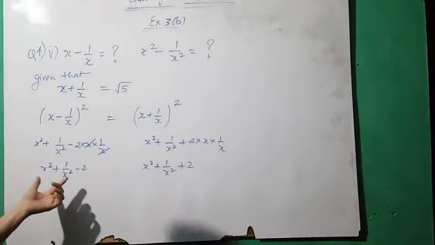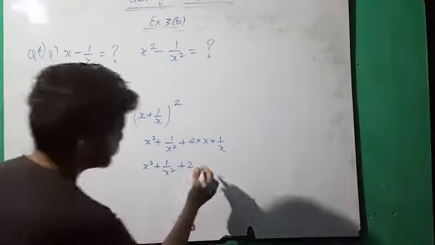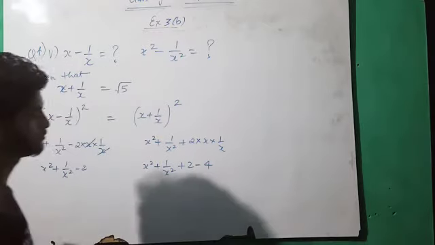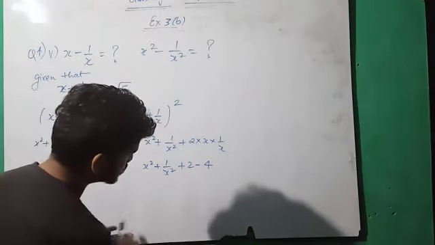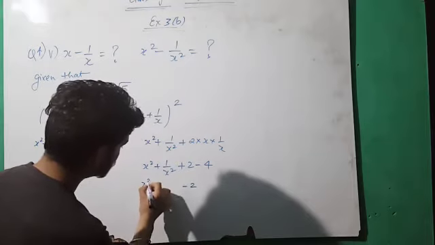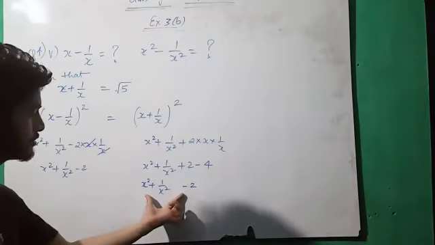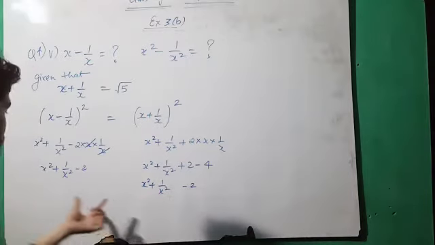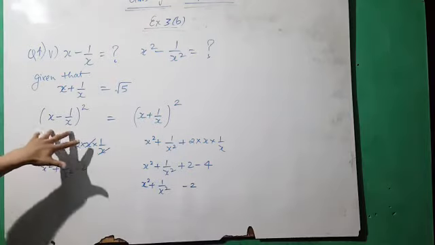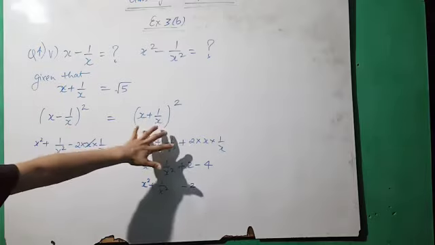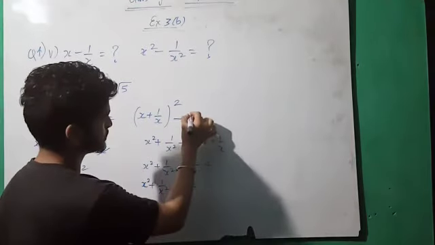If you require x square plus 1 by x square minus 2 here, then we have to subtract 4 from this. Why is it 2 minus 4? 2 minus 4 is minus 2. So x square plus 1 by x square minus 2. Now this right hand side is equal to left hand side. So if you want to equate both the terms, right hand side and left hand side, then we have to subtract 4 from this side.